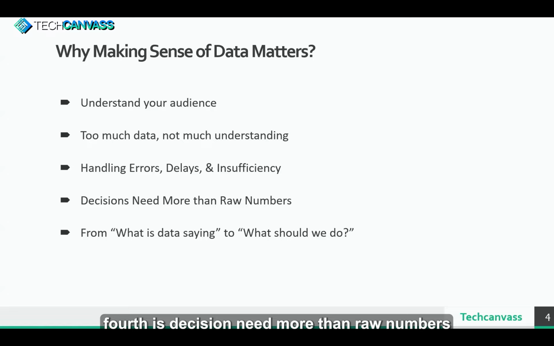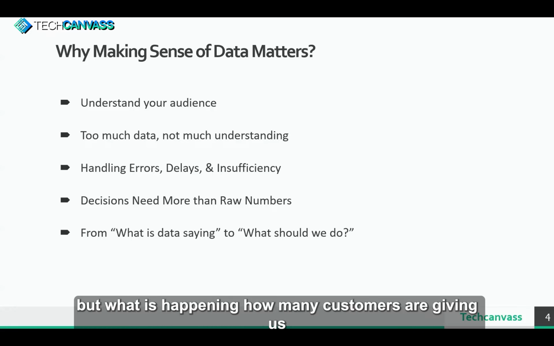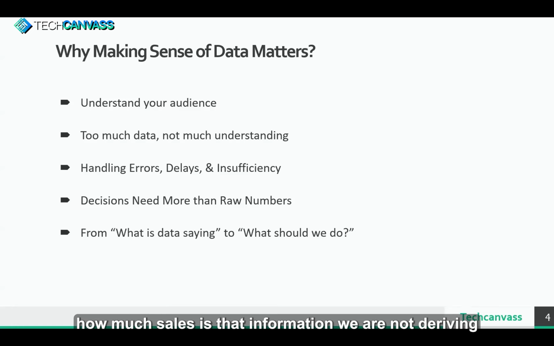Fourth is that decisions need more than raw numbers. So we always provide basic reporting. I'll show you that. We just provide the numbers: what the sales numbers are, the profit, the discounts, how many customers and all. But what is happening, how many customers are giving us how much sales, that information we are not deriving.